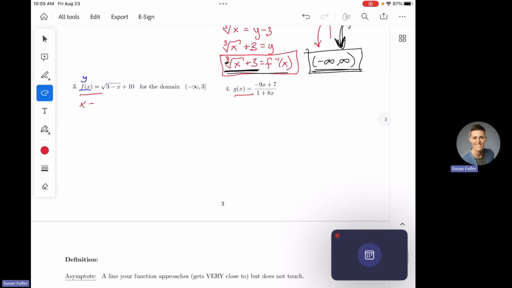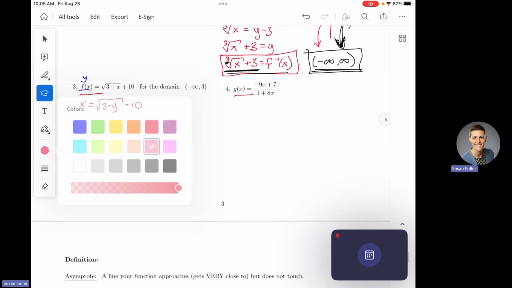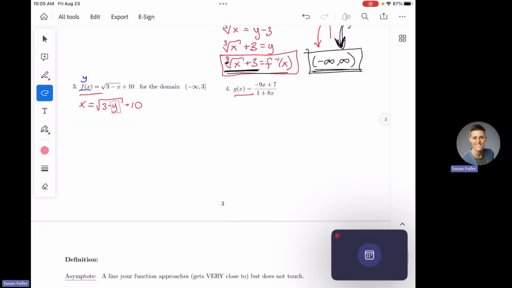Y's become x's, x's become y's. Now we are in inverse land. But in order to write an inverse function, I want y equals, which means I have to solve for this y right here. To get that y by itself, first thing that we need to do is subtract 10 from both sides. So I'm going to subtract 10 from both sides, and I'm going to get that x minus 10 is equal to 3 minus y.